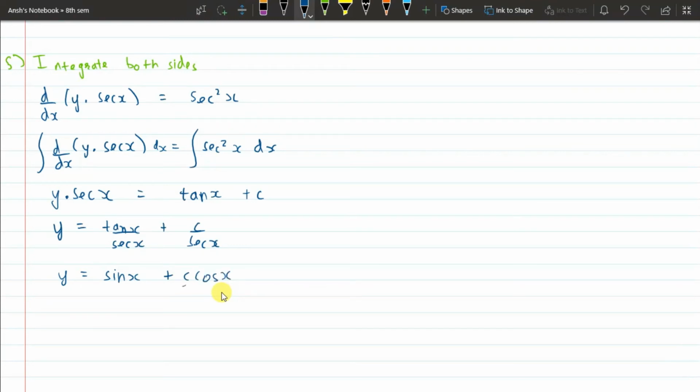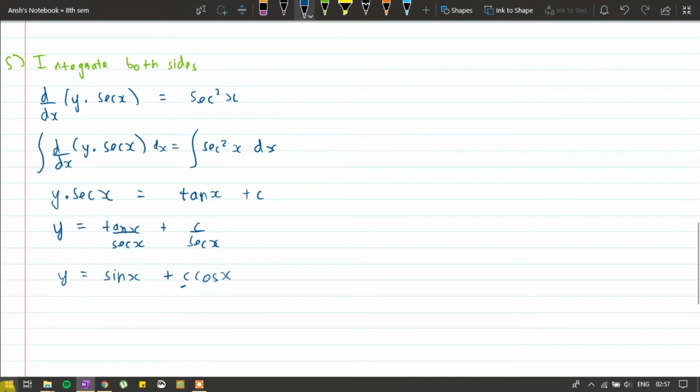Here c is just some arbitrary constant. If we want to find out what c is, we need an initial condition, but we won't be doing that for this problem. So now we have solved the first order differential equation and we know what y is as a function of x. So similarly, let's proceed with our next example.